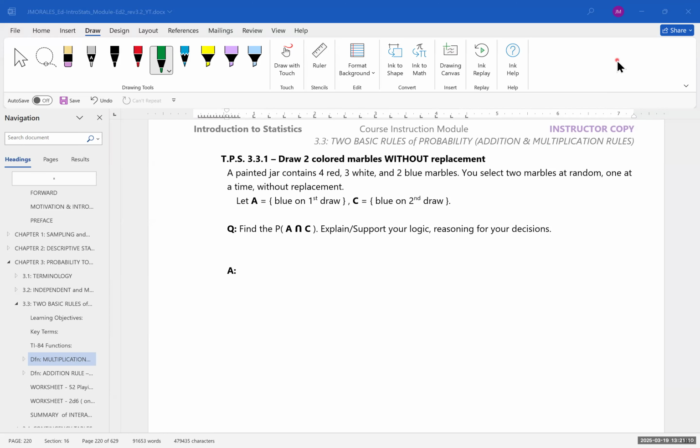All right, let's look at this think, pair, share. First, pause the video and try this on your own. But let's go ahead and try and calculate this.